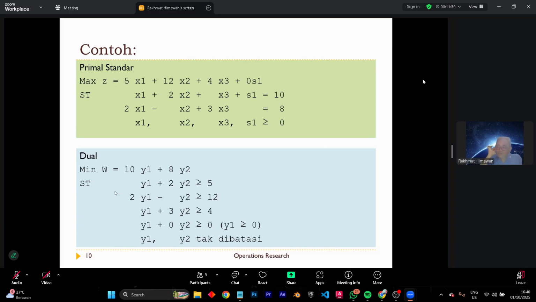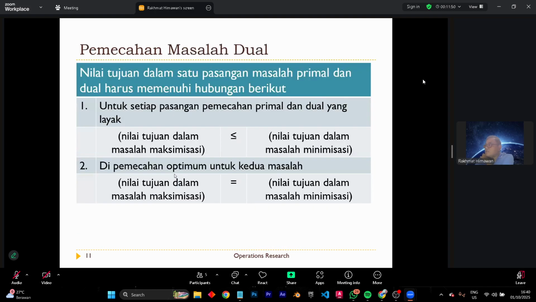This is how you make the dual. Maximization becomes minimization, and the signs are going to change like this. Until you go to the second session, you will learn about changing of the signs. But now we just learn the introduction, the basics.